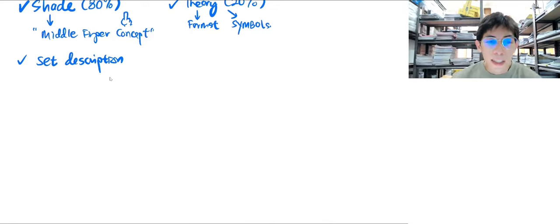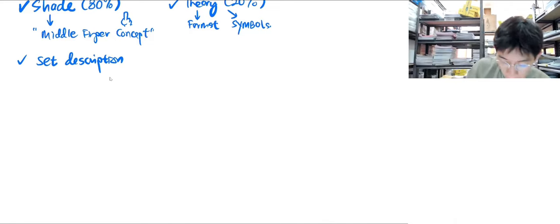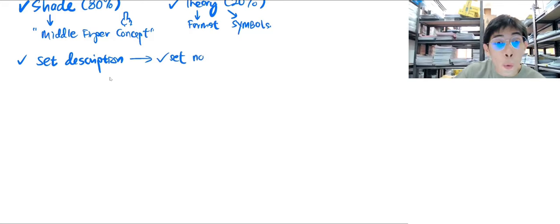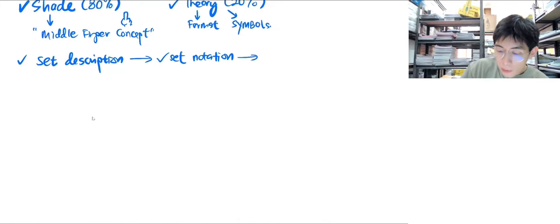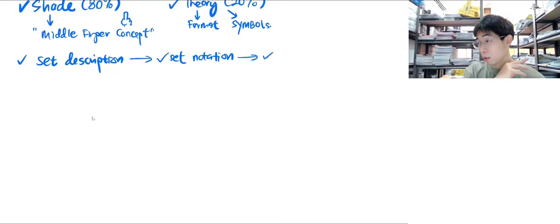Okay, go back. So we have this thing called set description, right? Second, after set description, we have set notation. You may have come across these words before, like your teacher mentioned something similar. Sometimes instead of set notation, your teacher might say expanded notation or something else. Depends. Or maybe just notation.